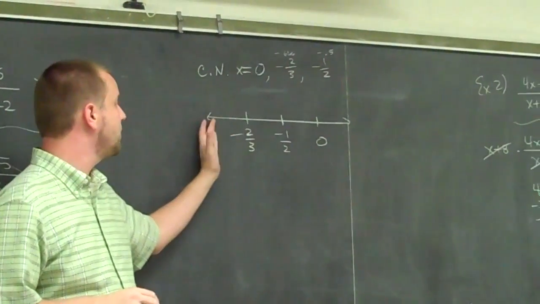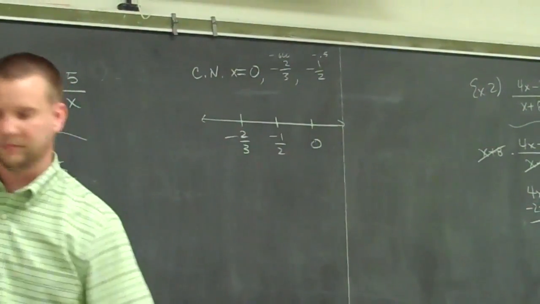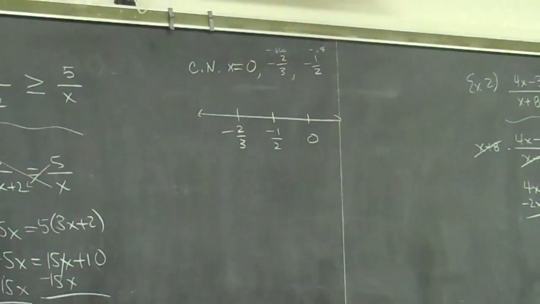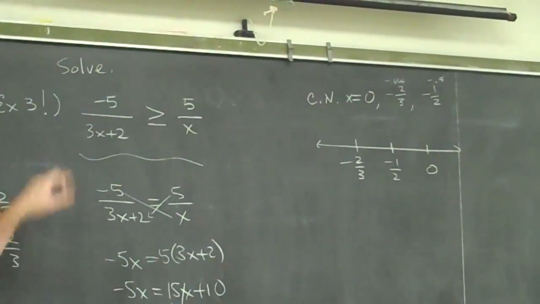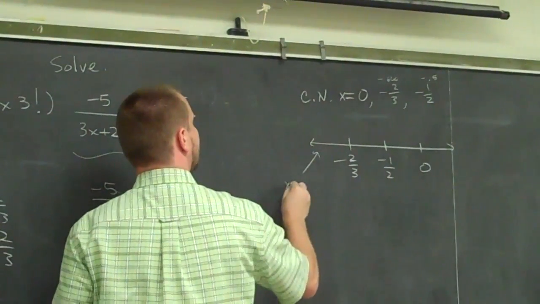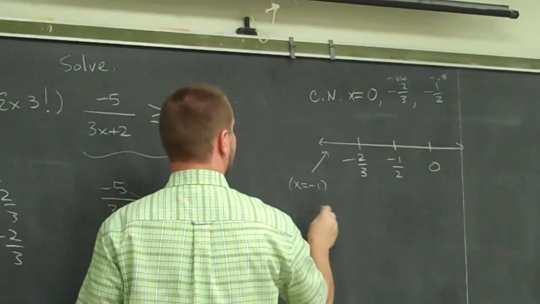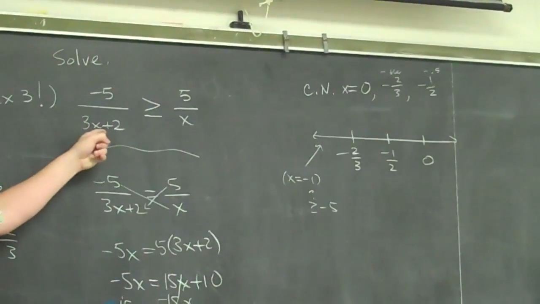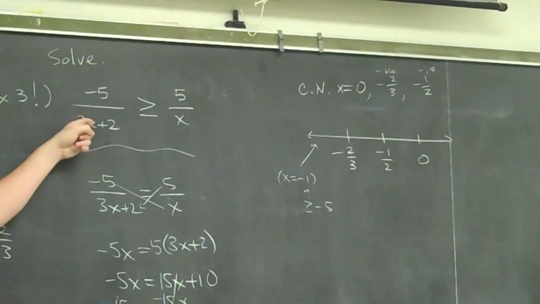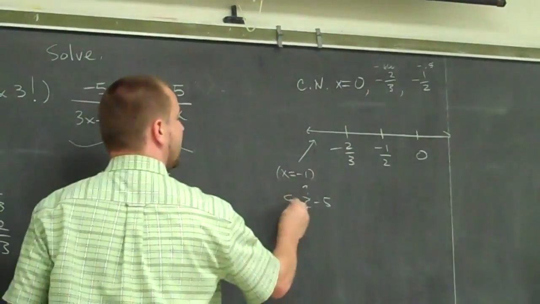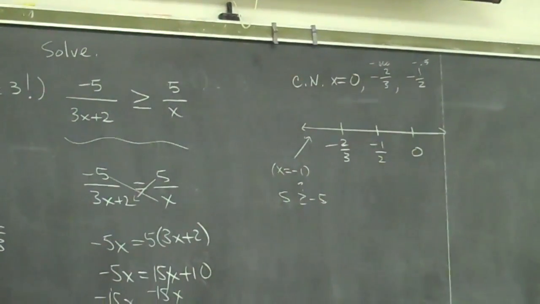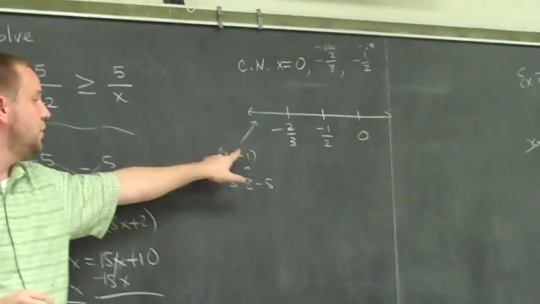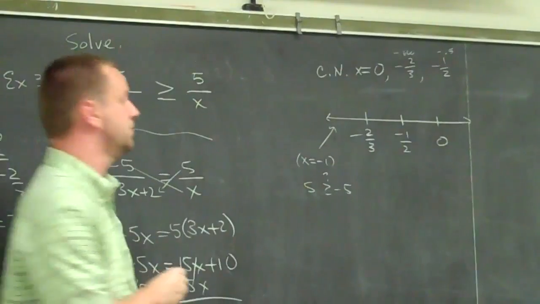If I take something smaller than negative 2/3, like negative 1, if I plug in negative 1, that's negative 5 over here. Let's see. Plug in negative 1 over here. That's 3 times negative 1 is negative 3. Negative 3 plus 2 is negative 1. Negative 5 divided by negative 1 is positive 5. If you don't believe me, your calculator does. Okay? Is 5 bigger than or equal to negative 5? True. So negative 1's a solution and all those other points are too?